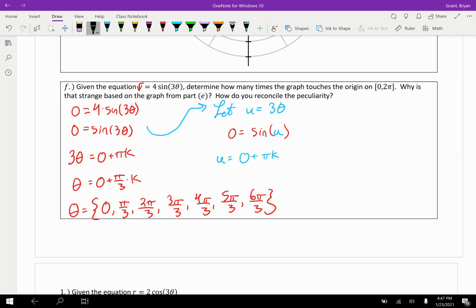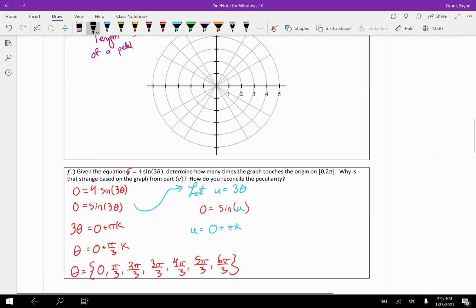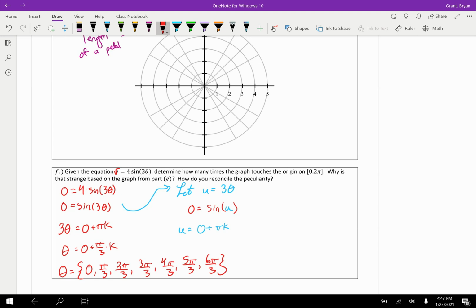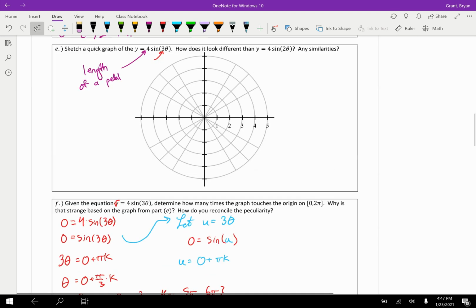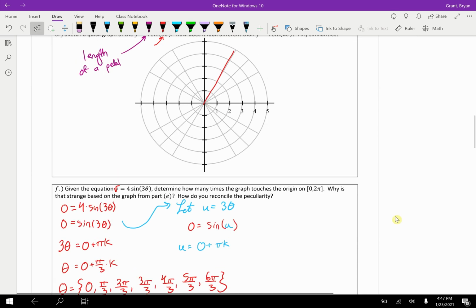All right, how does this help us? Well, actually we have this graph up above, so let's use this guy. These are the points where there's going to be no petal length. So let's take a look. Here's pi over 3. There's going to be nothing on there. Here is 2 pi over 3, 3 pi over 3, 4 pi over 3, 5 pi over 3, and 6 pi over 3. Now looking at this, you might be tempted to say, oh, okay, there are going to be 6 petals here. 1, 2, 3, 4, 5, 6.